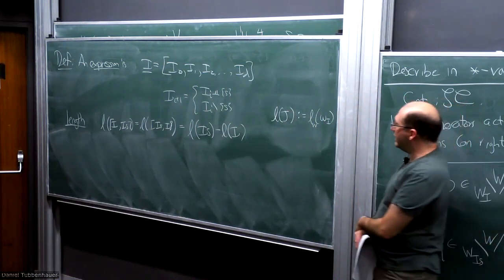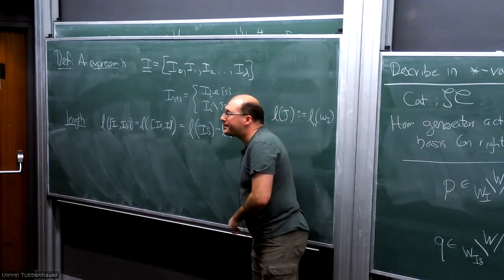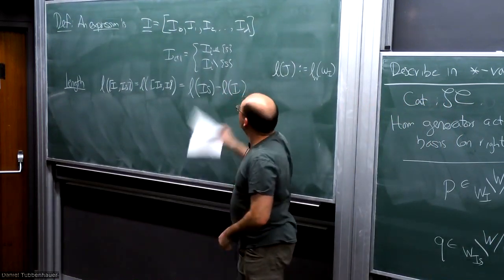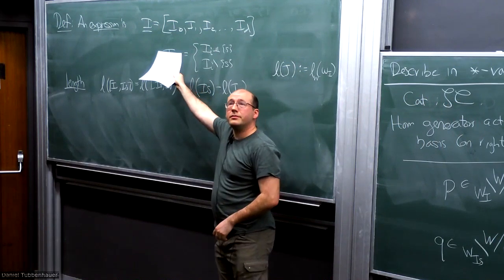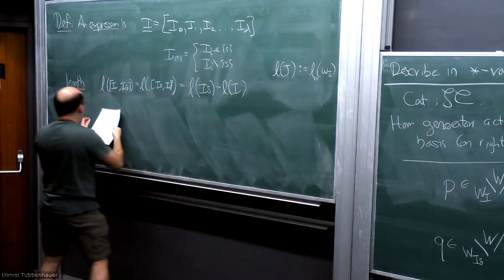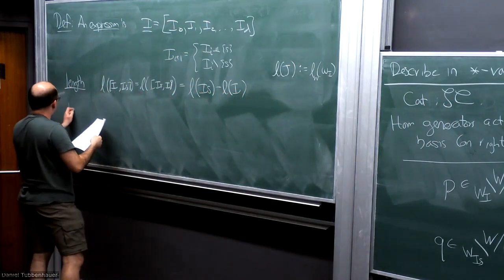The length of the longest relative element gives you the length of an expression. We also have the length of a double coset.